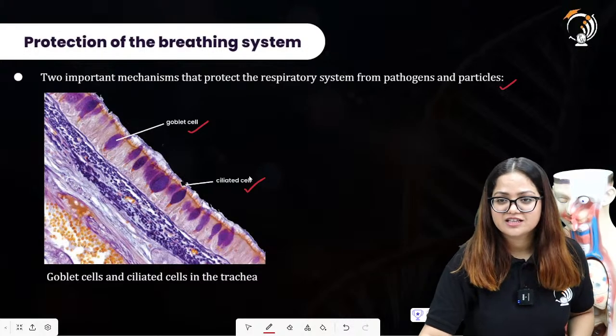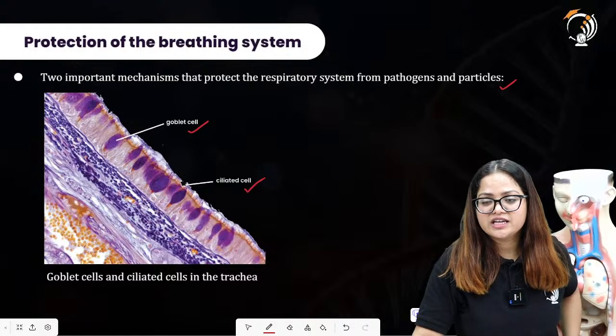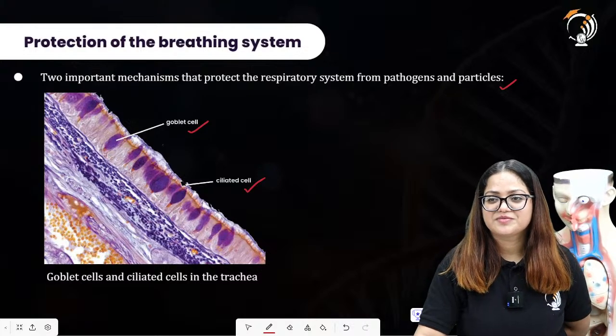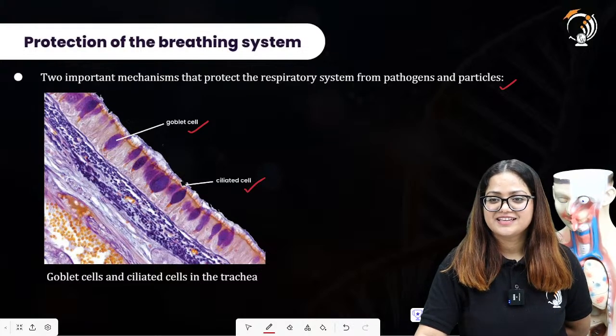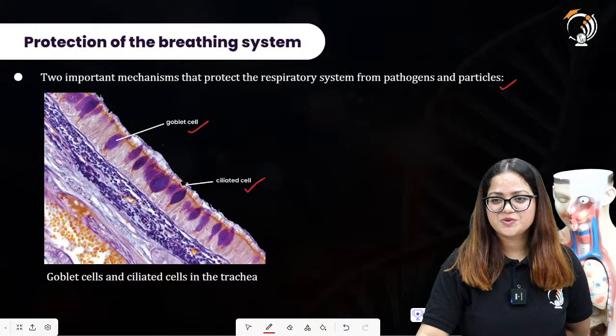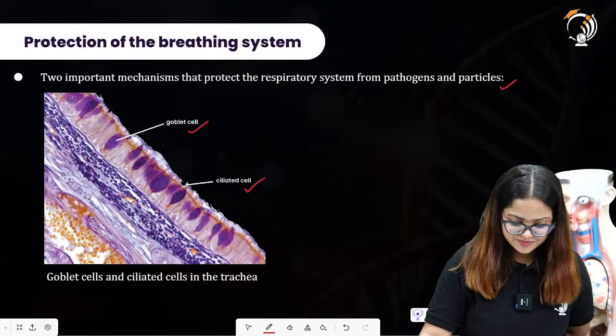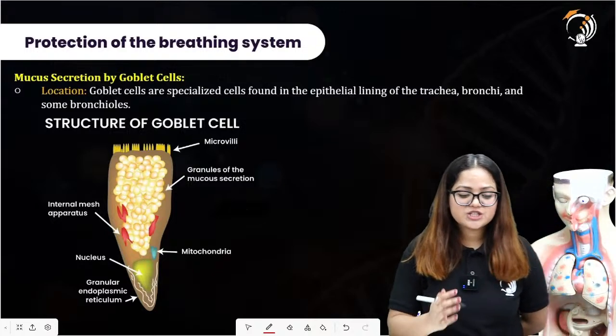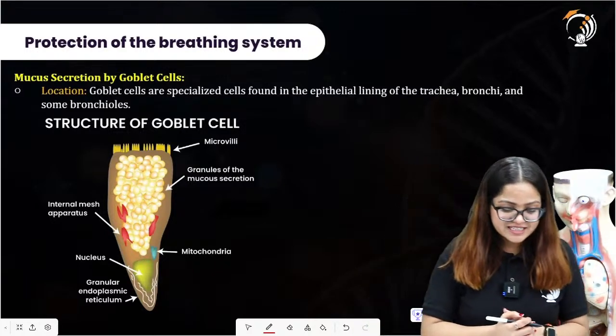Now what is the confusion? Option A. You can apply the concept again. No worries, no issues. So mucus secretion is the function that is performed by goblet cells here.